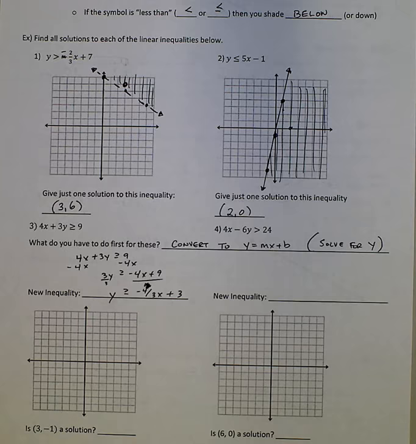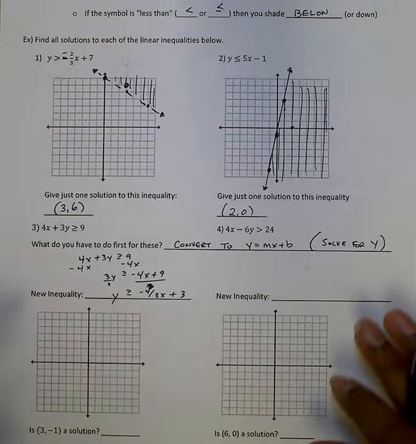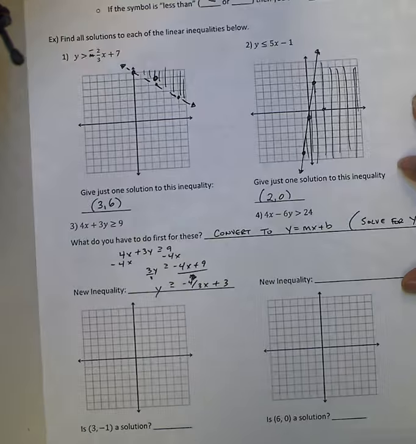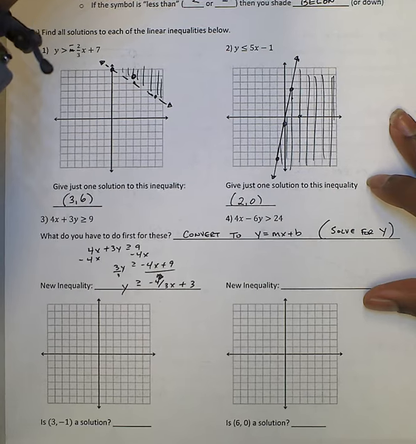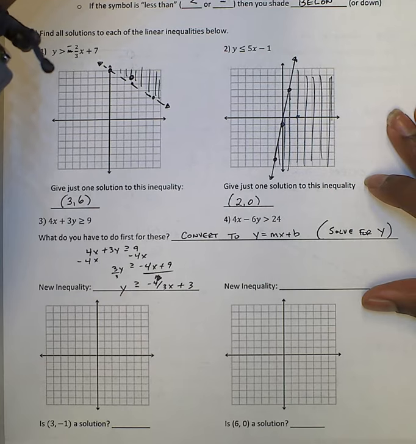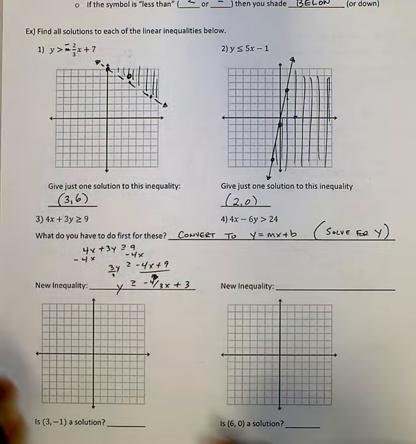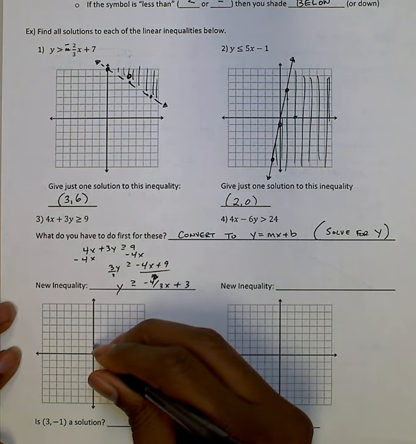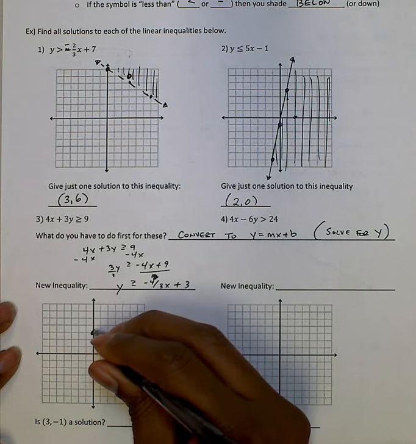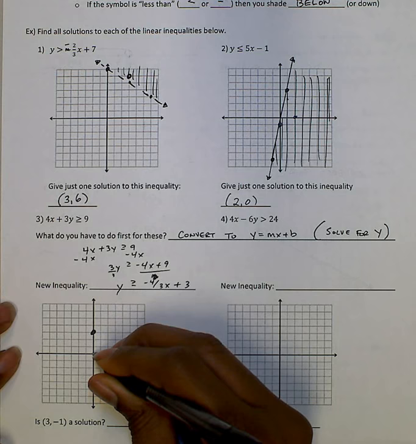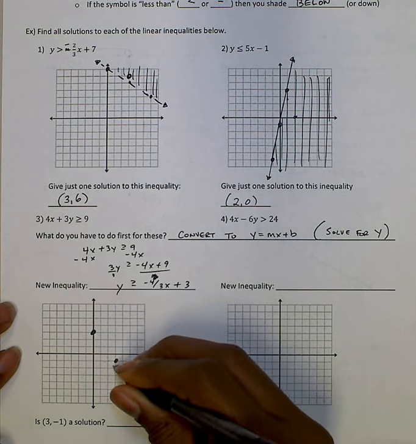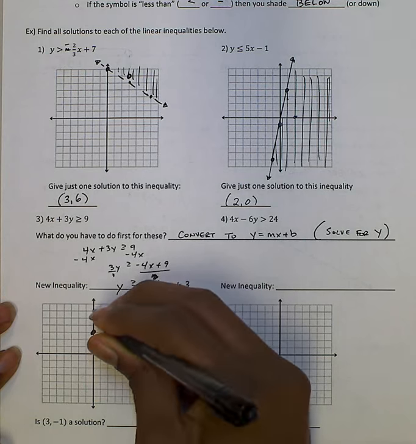Alright, and so now we can graph this. I'll try to set this up so it's in the middle. Sorry, guys. Okay, now we can graph this. So my y-intercept is 3, 1, 2, 3. My slope is negative 4/3, 1, 2, 3, 4, 1, 2, 3.